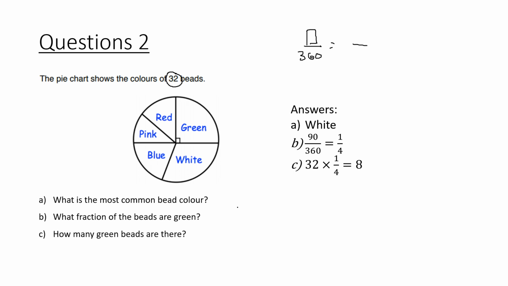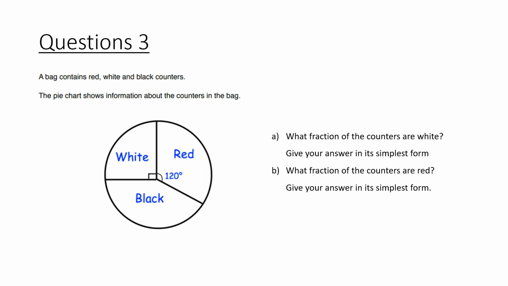And then how many of the green beads are there? It tells you there's a total of 32 beads. So you do 32 multiplied by a quarter, which gives you an answer of 8. You could have also done 32 divided by 4, which would have also given you the same answer. Okay, pause this video and have a go at this question.